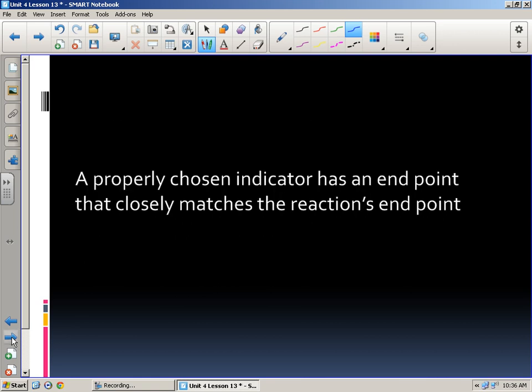It is proper that you should be able to predict an indicator that would help you out with this, one that matches the reaction's endpoint. In grade 11, Chem 20, you did phenolphthalein. Probably the most common one, that light clear to pink color. That's because technically we didn't do a strong acid and a strong base. You usually do acetic acid, and that's why we use that phenolphthalein indicator. And we'll talk a little bit about that as we go through here today.